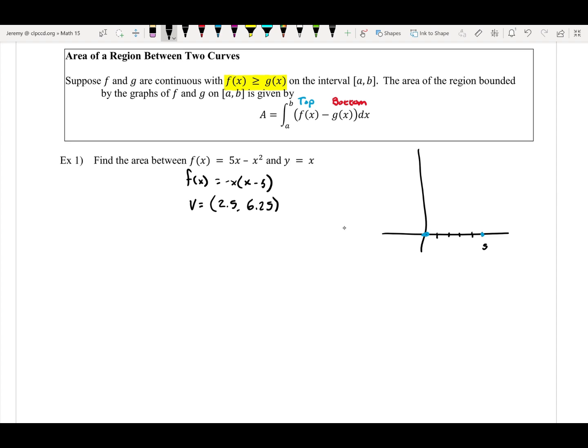So I can count up on the y-axis: 1, 2, 3, 4, 5, 6, 7. And then I'll have a vertex right there. So the parabola, f of x, looks something like this.